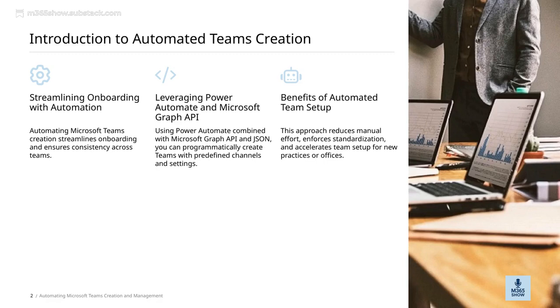When we combine tools like Power Automate with the Microsoft Graph API and JSON, we can programmatically create teams with predefined channels and settings. This automation ensures consistency, so every team has the right structure from the start, making onboarding smoother and more reliable. Overall, automating Teams creation isn't just about saving time. It's about creating a scalable, standardized approach that supports our growth and new initiatives seamlessly. It helps us move faster and maintain quality across all our team's environments.